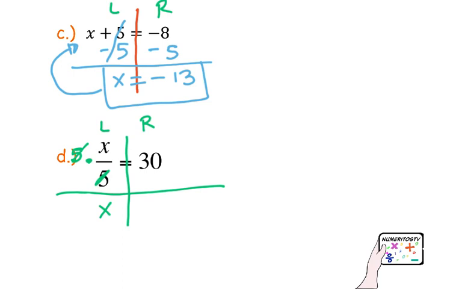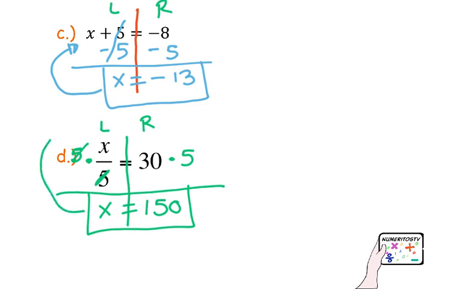So whatever you do to that side, don't forget to do it in the other side. So I also need to multiply 30 times 5, that is equal to 150. So check quickly. If you substitute your variable in the original equation, 150 divided by 5 is equal to 30.